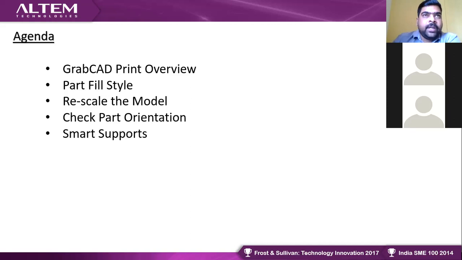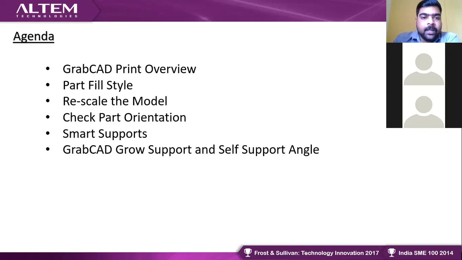Many of you are already using the smart support option, though you have many style options available in the software. I always suggest customers use the smart support option, as it saves a lot of material and time. We are also going to discuss the smart support options here, and the grow support and self support angle options. Especially the self support angle option is a design for additive manufacturing topic we are going to cover in a session in the upcoming months.